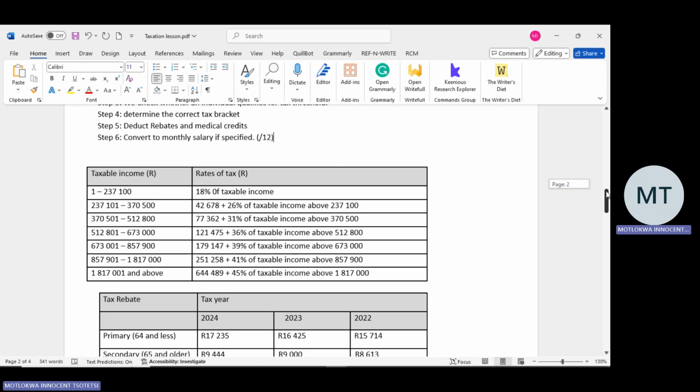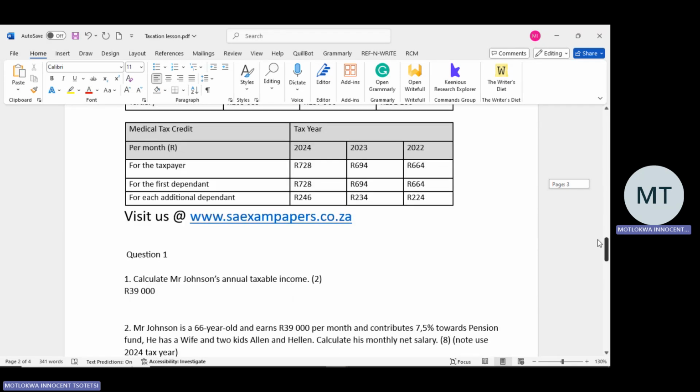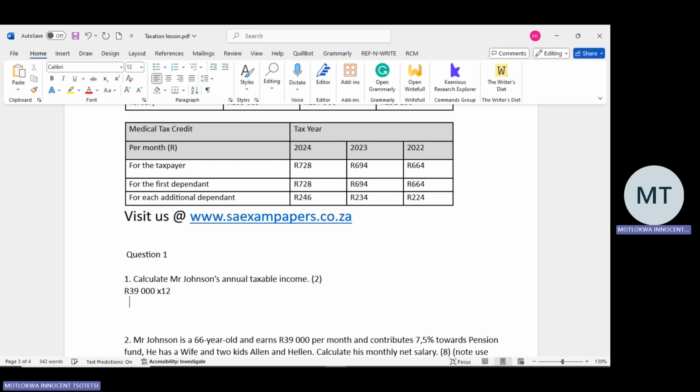So if you know these steps, it will be easier for you to calculate taxation. Okay, so let us try to attempt question one, number one, actually. Okay, so as I've said, Mr. Johnson earns a monthly taxable income of 39,000. So if they're saying calculate annual taxable income, we are going to take his monthly salary, which is 39,000, then multiply it by 12. Okay, so when you are multiplying by 12, you're going to use your calculator. So it gives us 468,000.